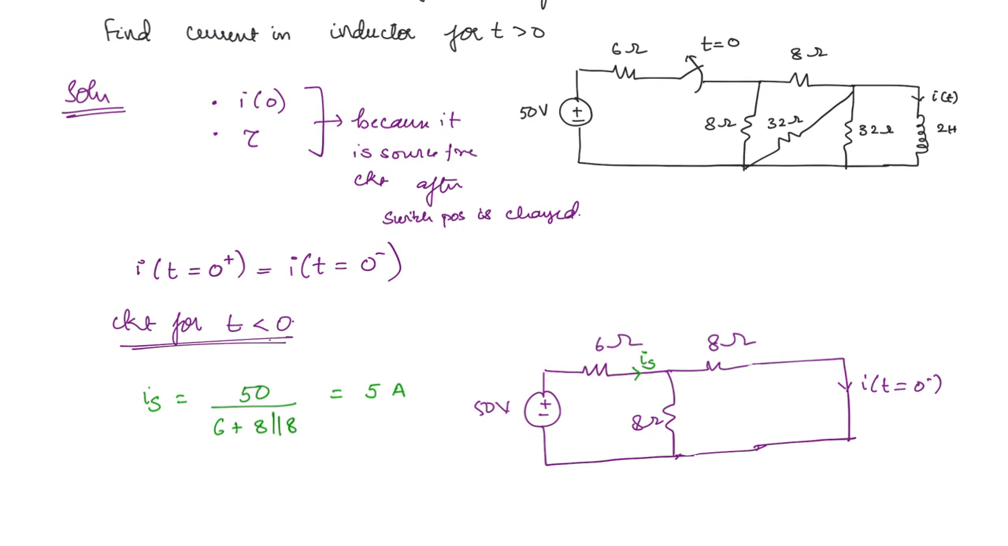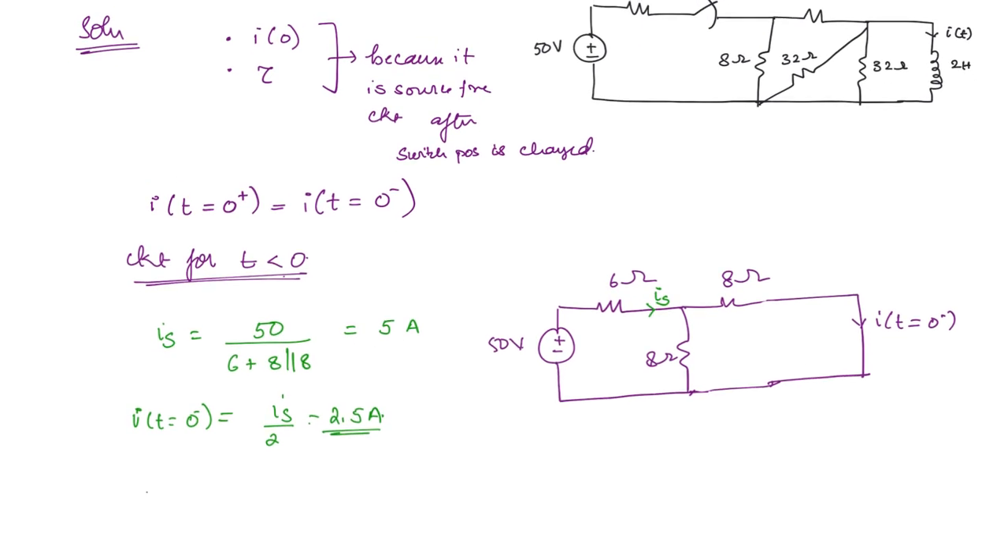Then by current division, you can get I of t at 0 minus. Since both the resistors are parallel, current will be divided equally. So you're going to get Is by 2, which is 2.5 amperes. Okay, so this is the initial value of current. Therefore, I of t at 0 plus is equal to I of t at 0 minus, which is equal to 2.5 amperes. This is the initial current.